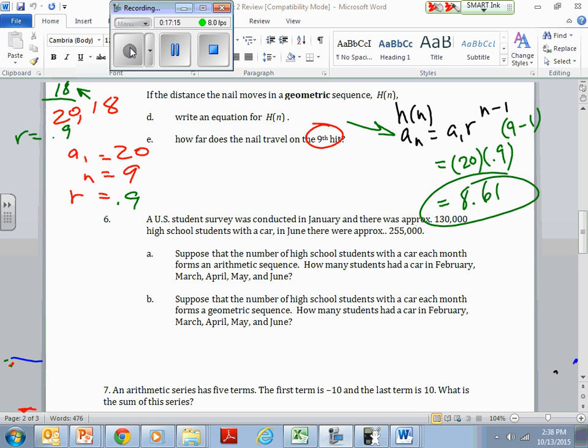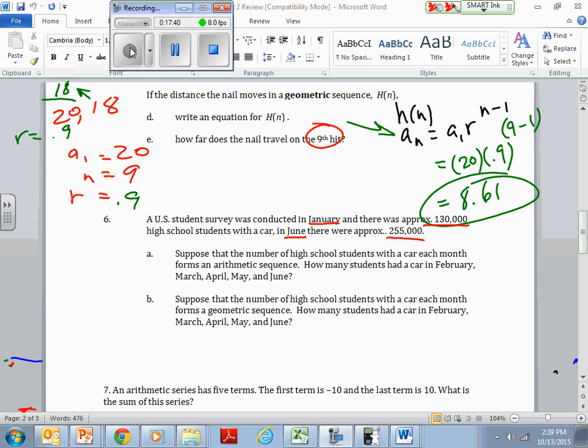Here comes number 6. A U.S. student survey was conducted in January, and there were approximately 130,000 high school students with a car. In June, there were approximately 255,000. Let me mark some stuff. June, 255,000. Mark this just like me. January, there was 130,000. Okay.